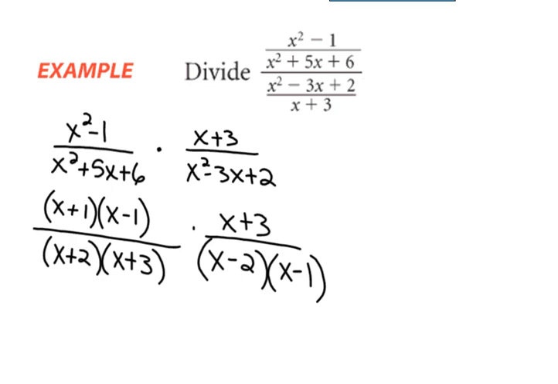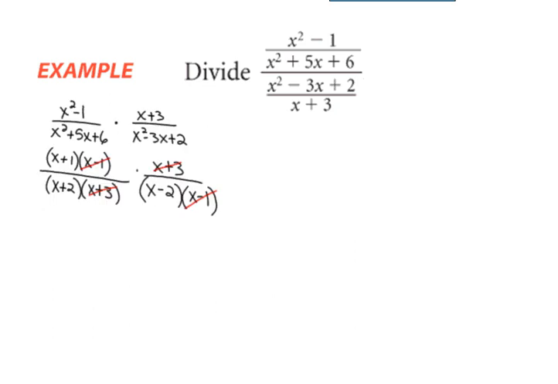So we have x plus 3 and x plus 3. We have x minus 1 and x minus 1. And that's it. So now, our problem becomes x plus 1 over x plus 2 times x minus 2. So in this case, we actually didn't even end up having to do any multiplication.